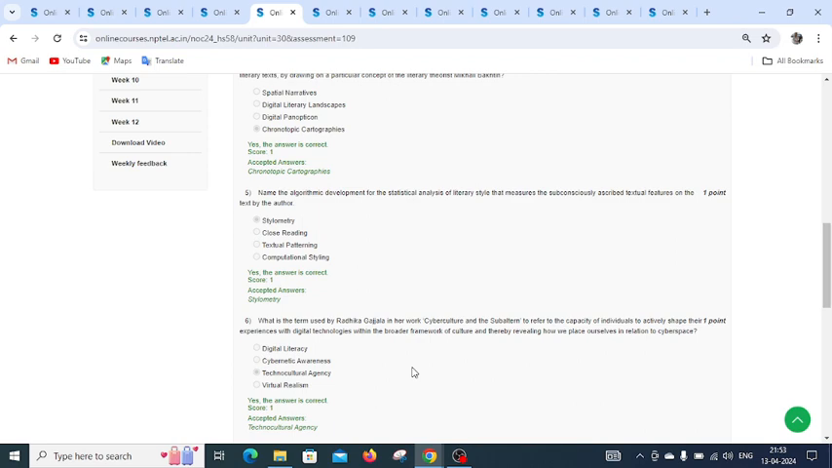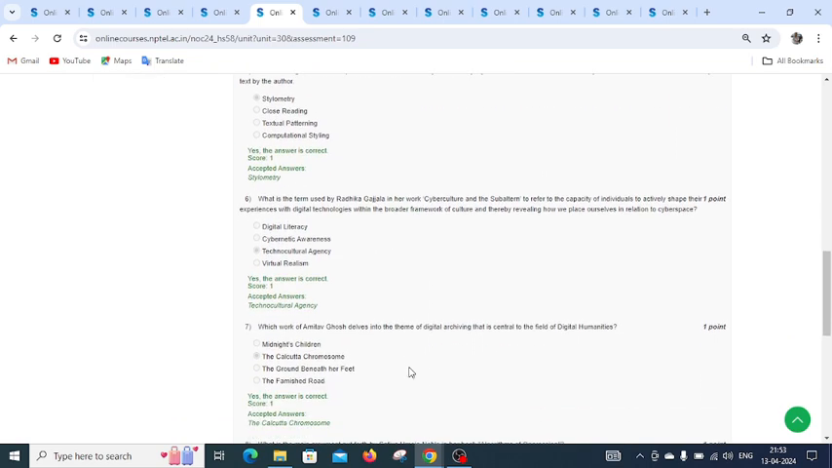What is the term used by Radhika Gajjala in her book Cyberculture and the Subaltern to refer to the capacity of individuals to actively shape their experience with digital technologies within the broader framework of culture, and thereby revealing how we place ourselves in relation to cyberspace? That is your Technoculture Agency. Which work of Amitav Ghosh delves into the theme of digital archiving that is central to the field of digital humanities? The Calcutta Chromosome.